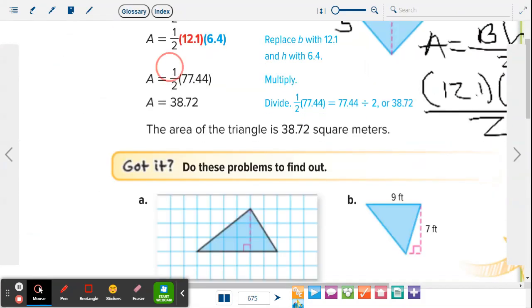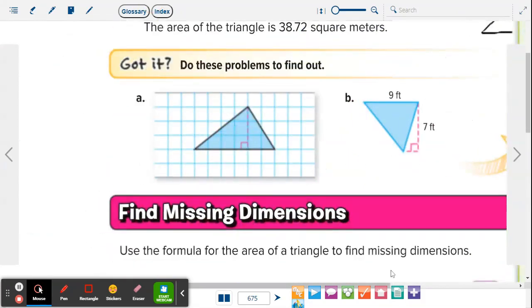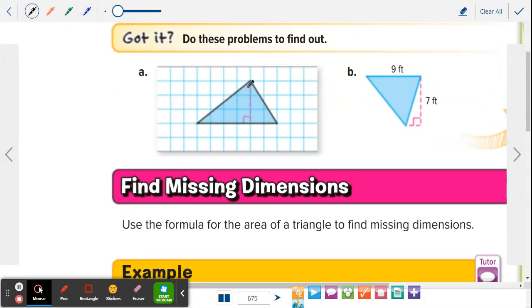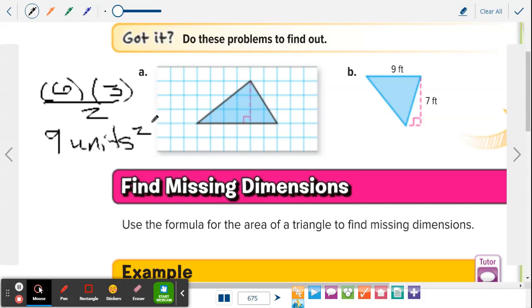Okay, let's go back, and I want you guys to do A and B right in the middle of the page, 675. Not C and D, A and B. Here we go. So letter A. Okay, so this one's on the coordinate plane, so we've got to count it up. What would be our base here? What's the base, Hunter? 6. Okay, what would be the height for this one? 3. So you do 6 times 3 divided by 2, and we get 9. What's the label? Units squared. So 9 units squared.